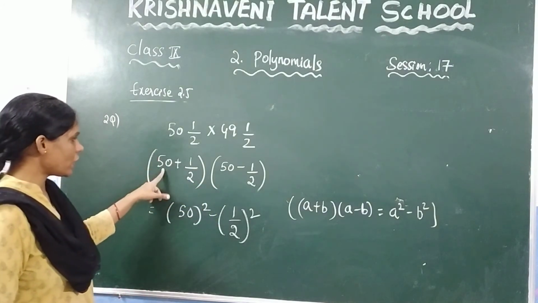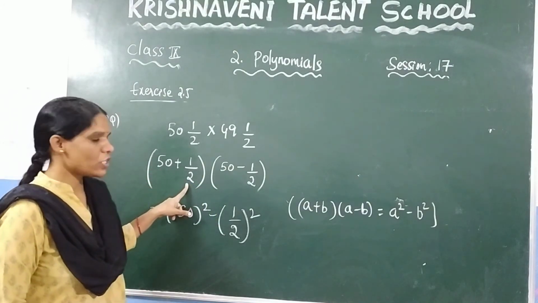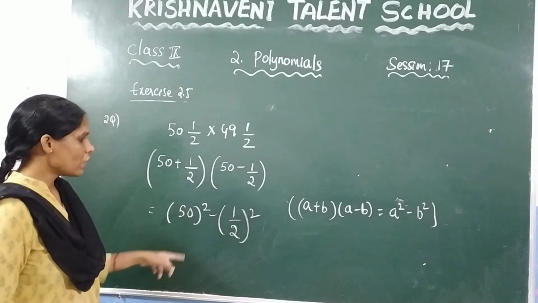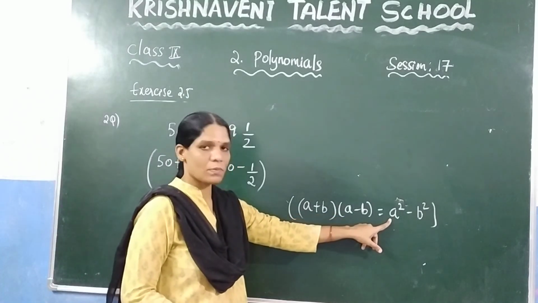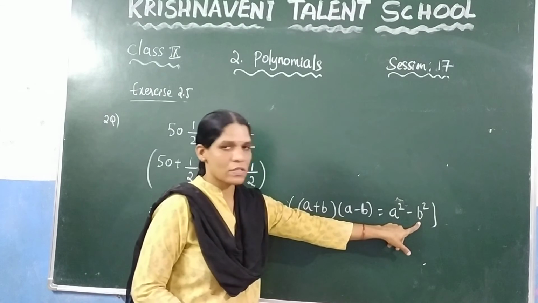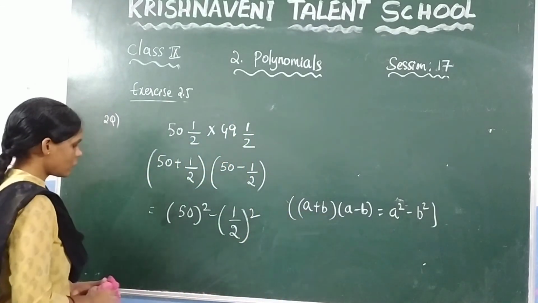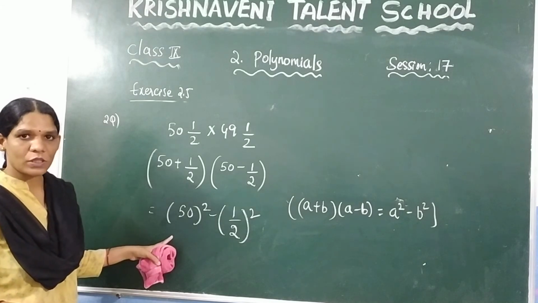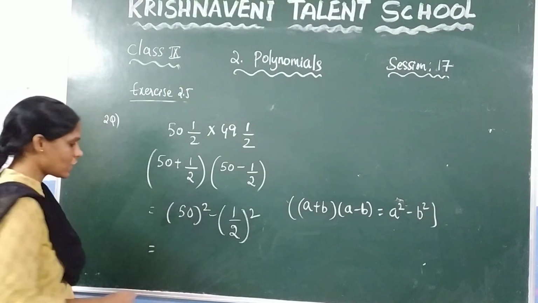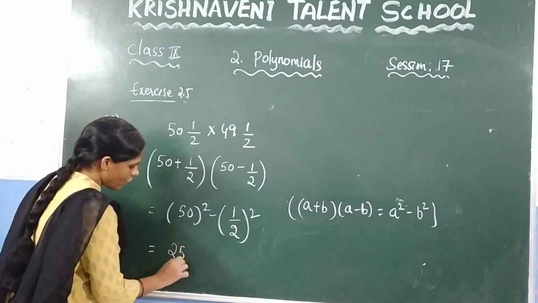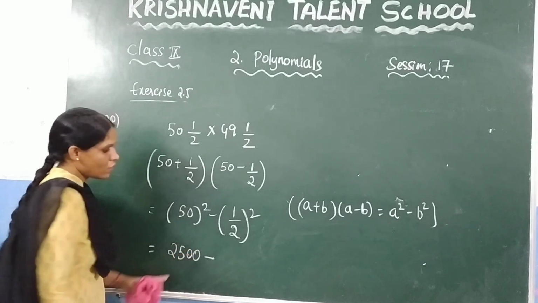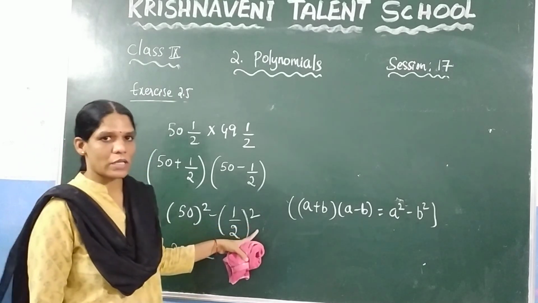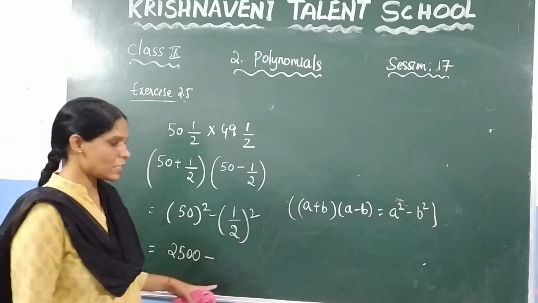It is in the form of a plus b into a minus b. What is the value of a here? 50. And what is the value of b? 1 by 2. So we have written a square, which is nothing but 50 square, minus b square, which is nothing but 1 by 2 whole square. What is the meaning of 50 square? You need to multiply 50 two times. So 50 into 50, which is nothing but 2500, minus 1 by 2, multiplied two times: 1 by 2 into 1 by 2, which is nothing but 1 by 4.